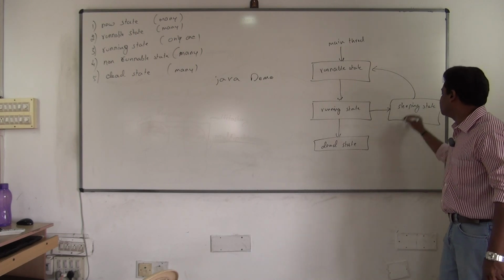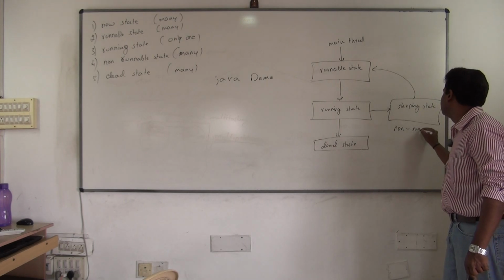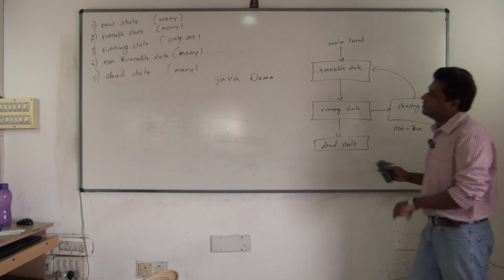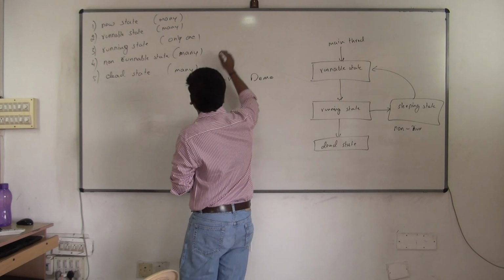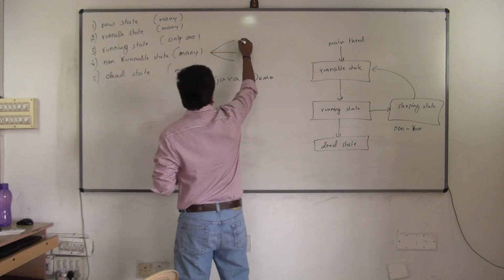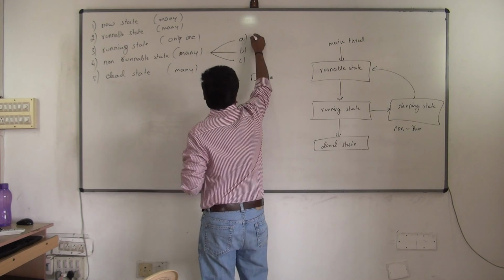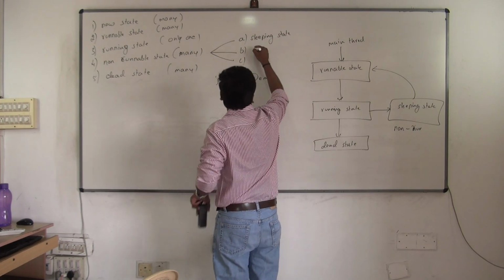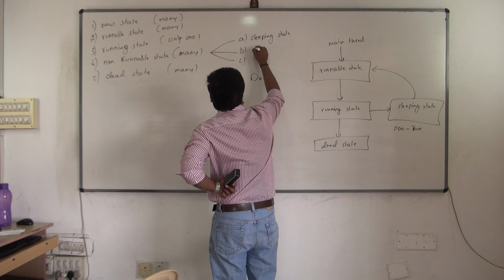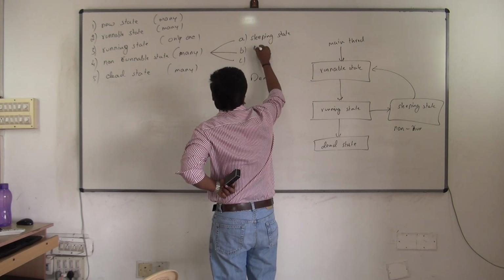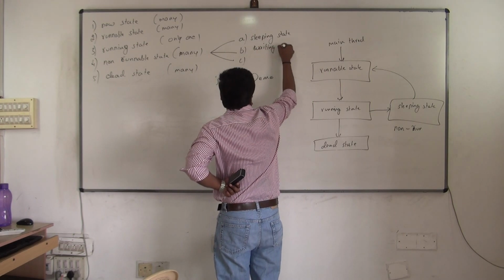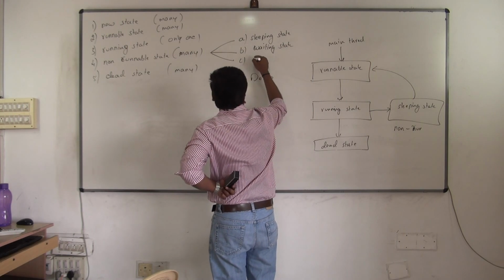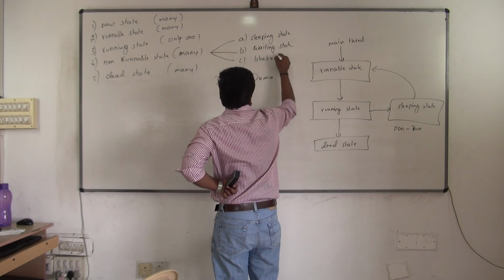The sleeping state is also known as what? See, clearly understand. Non-runnable state means there are many here. Again, one is called the sleeping state. Other one will be the waiting state, and the other one will be the blocked state.